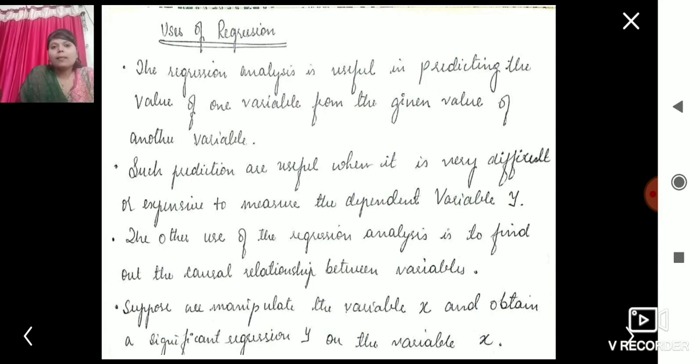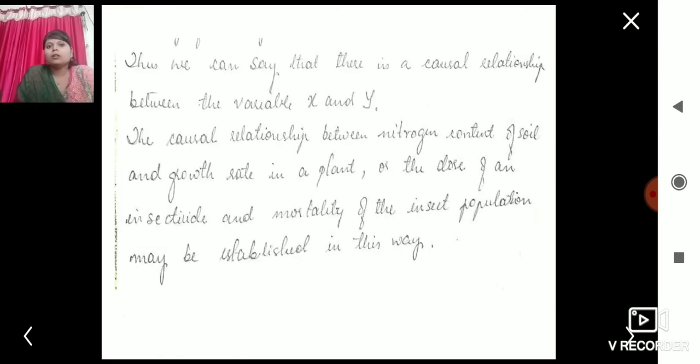Okay, so the other use of the regression analysis is to find out the causal relationship between the variables. Suppose we manipulate the variable x, then obtain a significant regression of y on the variable x. Thus we can say that there is a causal relationship between the variables x and y.